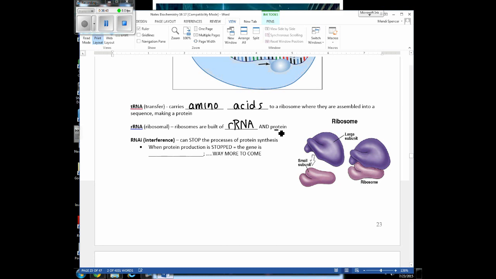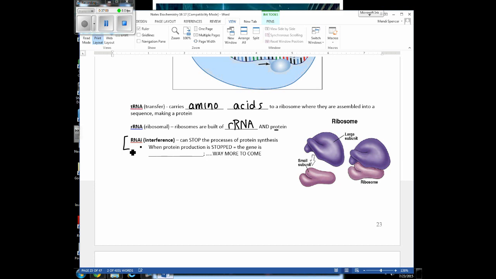RNAi, that I stands for interference. I just kind of showed you an overview of protein synthesis, and there's lots of ways we can stop this process, that we can stop the mRNA from leaving the nucleus. If the mRNA has left the nucleus, we can actually stop it from being translated. And that involves these other RNA molecules, which we call RNAi molecules. And there's two different types, and again, we're going to talk more about those in the protein synthesis unit.